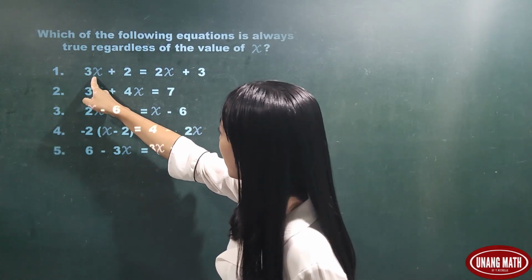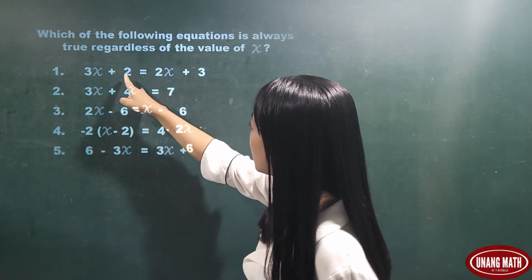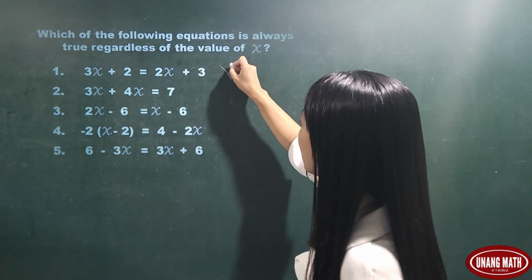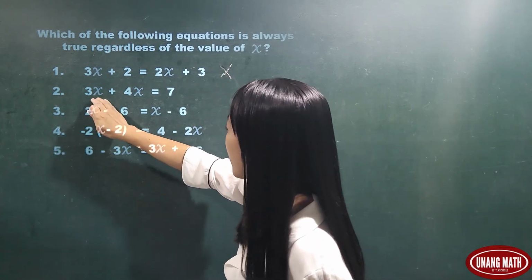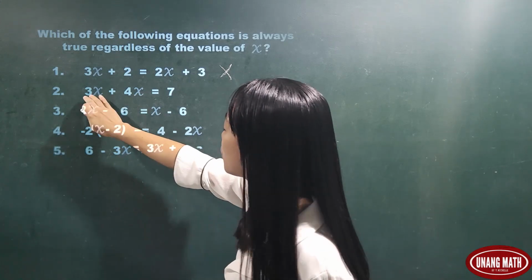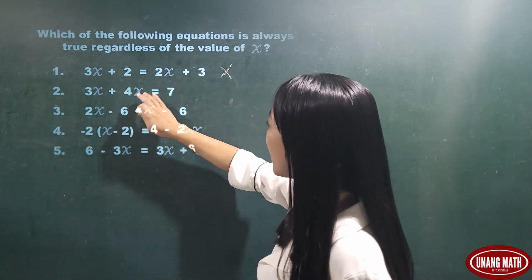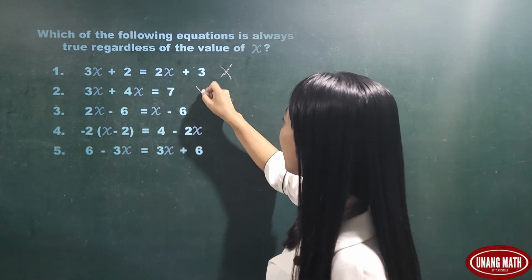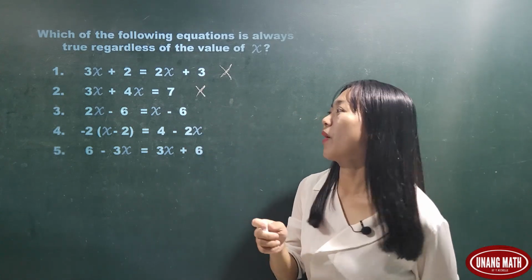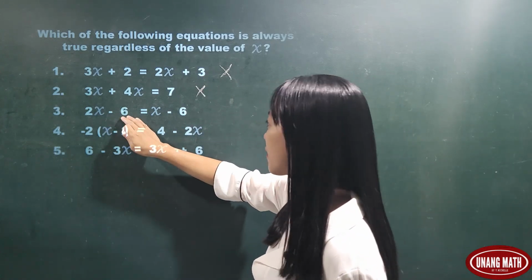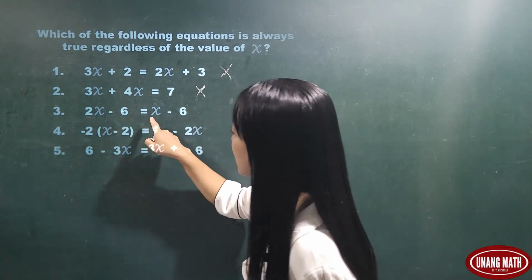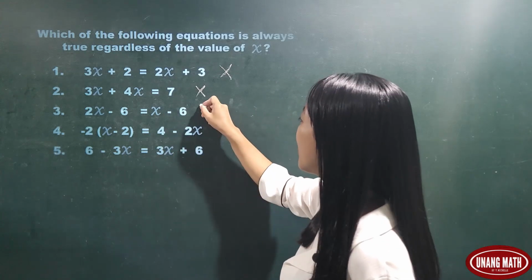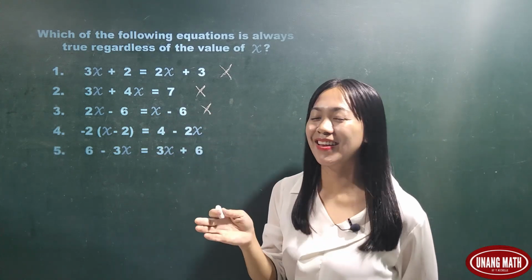So here, 3x, this is 2x, this is 2 and 3. So this is not an identity equation. How about here? 3x plus 4x, like terms, so this is 7x. 7x is equal to 7. This is not an identity equation. 2x minus 6 is equal to x minus 6. This is 2x and this is x. So this is not an identity equation.